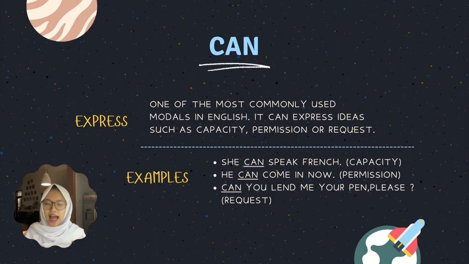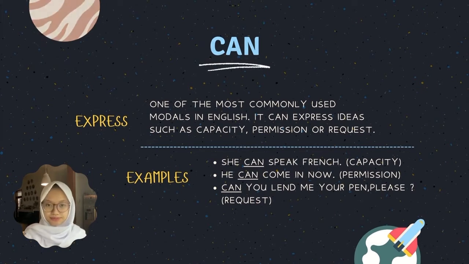First up is can. Can is one of the most commonly used modals in English. It can express ideas such as capacity, permission, or request. For example, for capacity, she can speak French. For permission, he can come in now. And for request, can you lend me your pen, please?